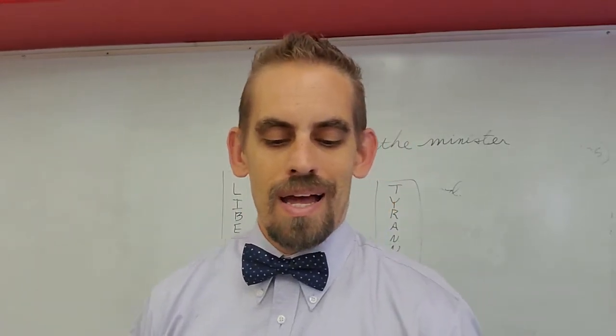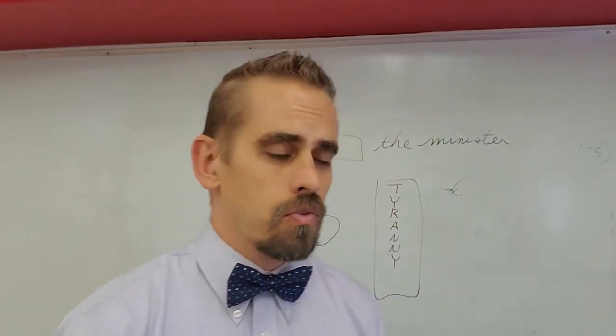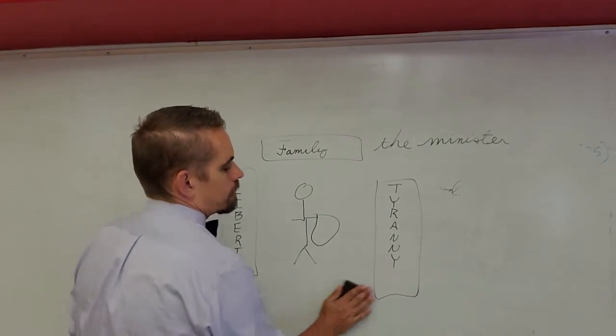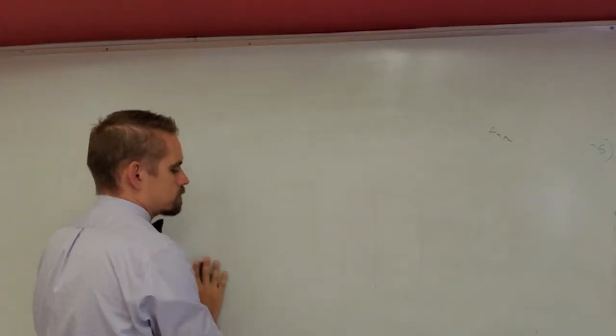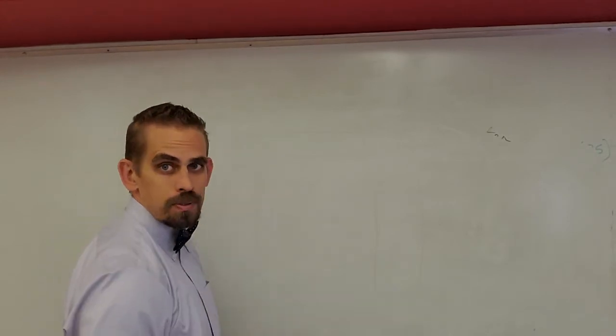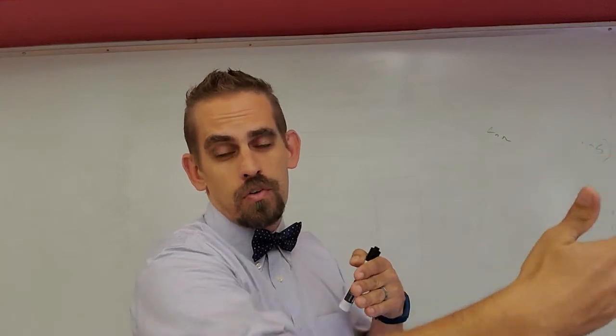Hello, math class. So we're going to talk about something real quick. It's not complicated, but it is something you need to know. We're talking about something called repeating decimals. Repeating decimals are basically decimals that continue the same thing over and over and over again.